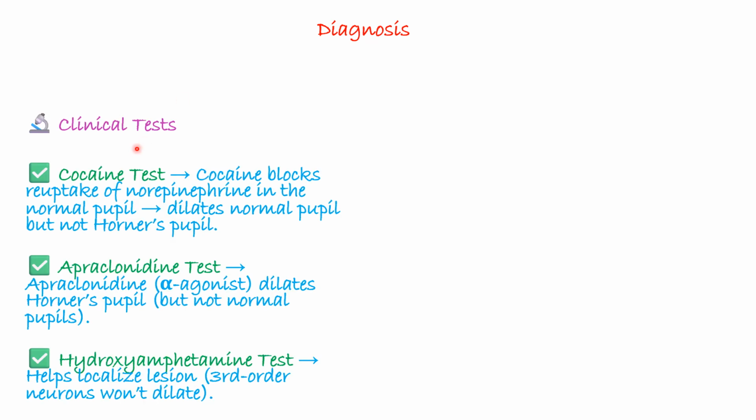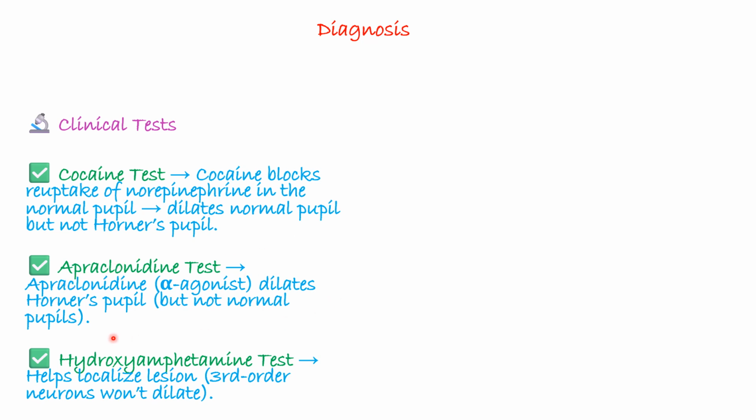Diagnosis. Our first diagnosis is usually from history and examination. So a patient comes in with ptosis, miosis, and anhidrosis, and they have a normal pupillary reflex. In addition to that, you can also do clinical tests, and we have the cocaine test. Cocaine usually blocks the reuptake of norepinephrine in the normal pupil, leading to dilatation of the normal pupil, but not in Horner's syndrome. The reason behind this is that we already have inhibition of the sympathetics, so there's no release of norepinephrine.